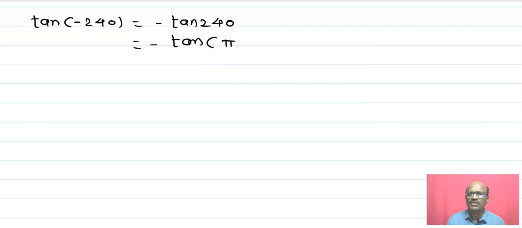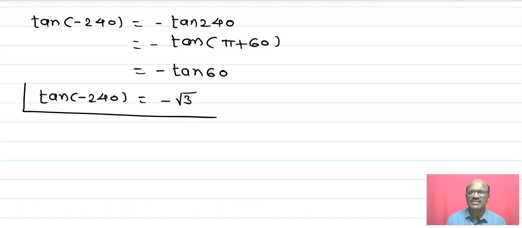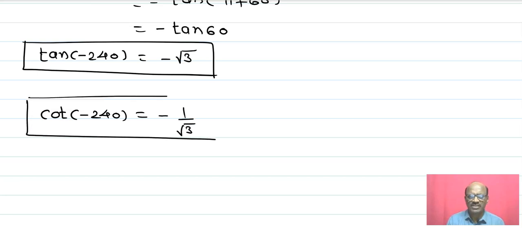Next is tan of minus 220. It's a minus tan of 240. Again, it is written as tan of pi plus 60. It goes in which quadrant? Third quadrant. It is positive. Therefore, it is minus only the tan of 60. That minus sign is as it is. But what is tan 60? It is root 3. Therefore, tan of minus 240 is equal to minus root 3. What about the cot? It's a reciprocal of the above value. That is minus 1 upon root 3.